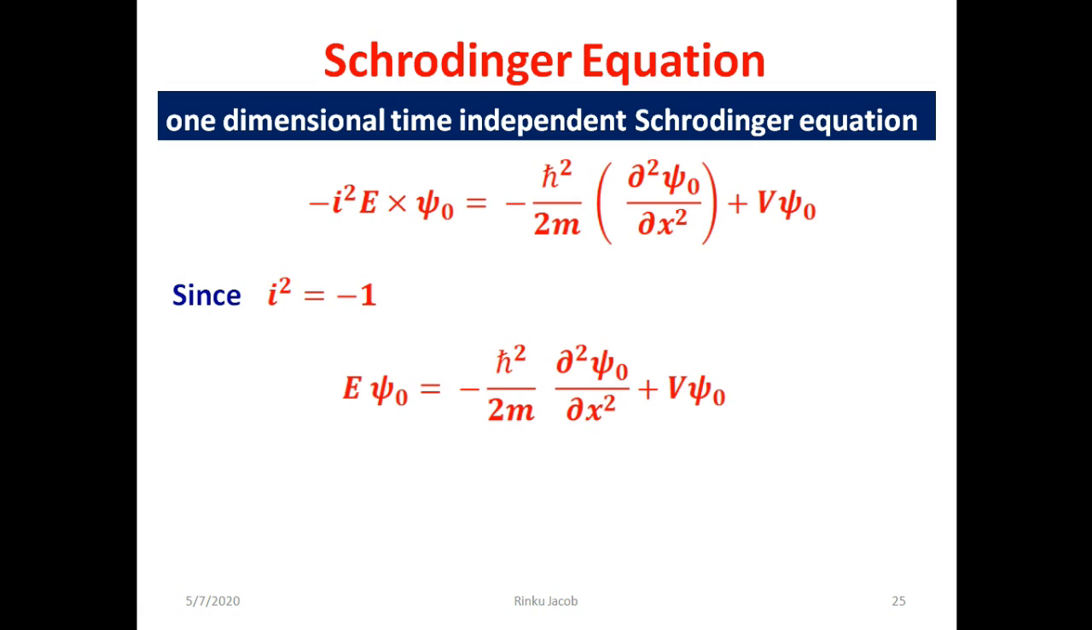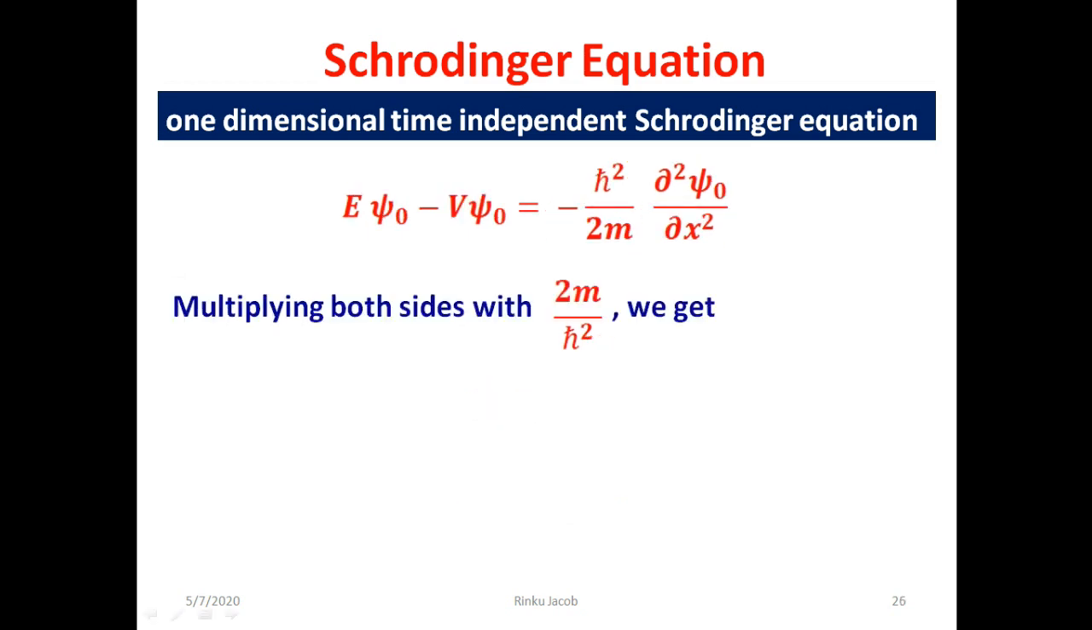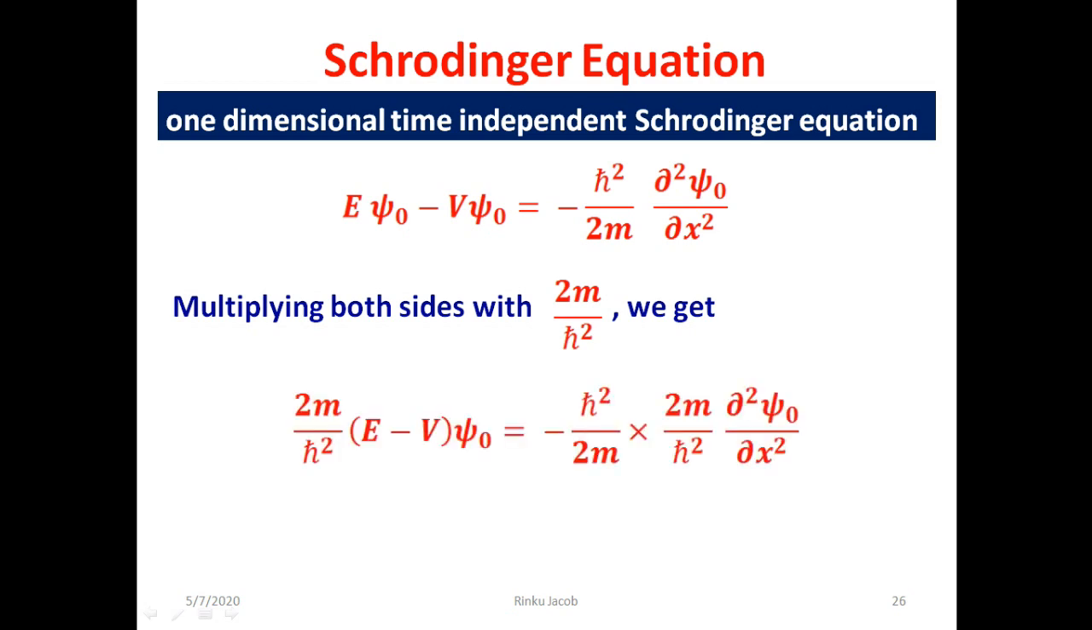Now taking Vψ0 to the other side, we get Eψ0 minus Vψ0 equal to minus ħ²/2m into ∂²ψ0/∂x². Now multiplying both sides of the above equation with 2m/ħ², we get 2m/ħ² into (E minus V) ψ0 equal to minus ħ²/2m into 2m/ħ² into ∂²ψ0/∂x². The 2m/ħ² and ħ²/2m will be cancelling on the RHS. So we get 2m/ħ² into (E minus V) ψ0 equal to minus ∂²ψ0/∂x².